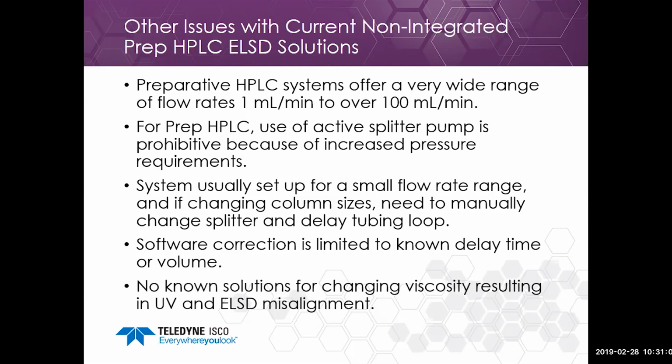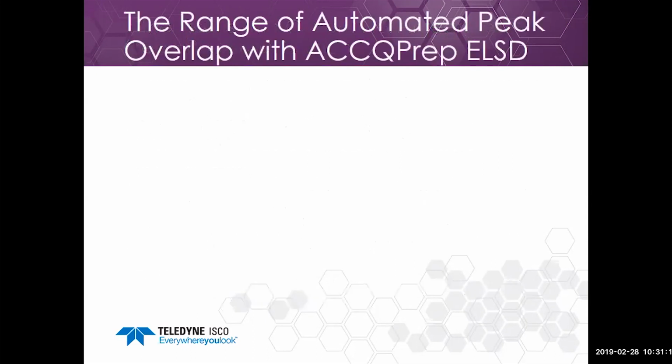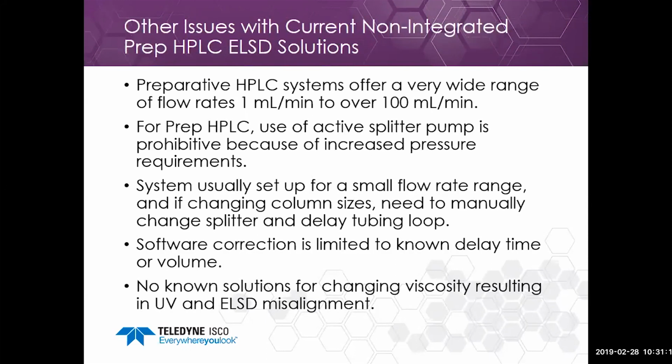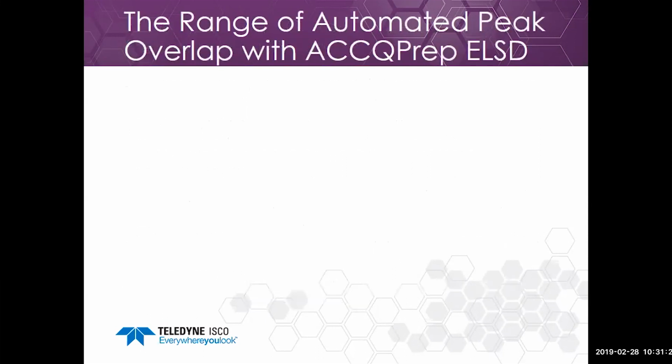And if you forget to change that, then you're going to have problems. And currently, we're not aware of any solutions for the changing viscosity resulting in UV and ELSD misalignment using a passive splitter. So that's going to lead to peak overlap mismatch between the UV and the ELSD, and decreased accuracy in your fraction collection.